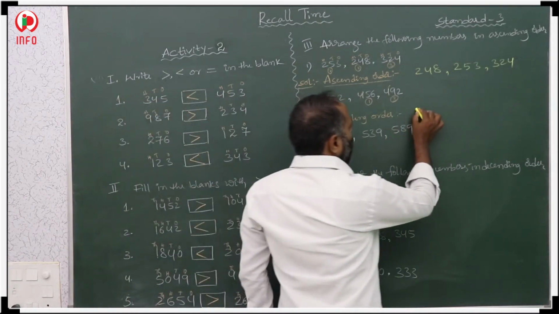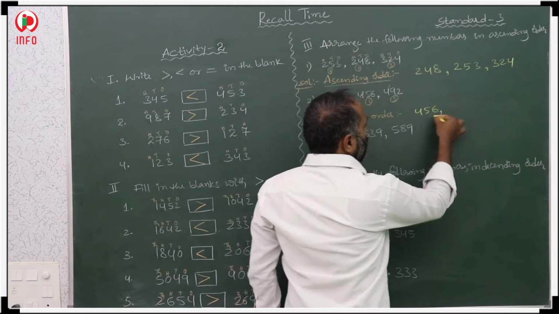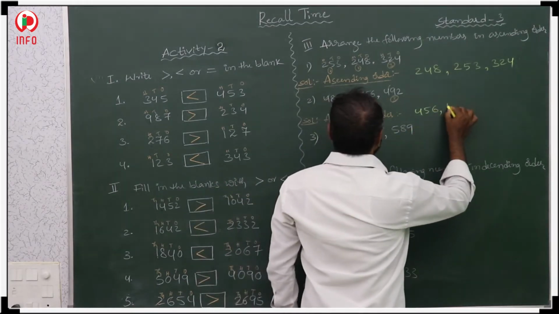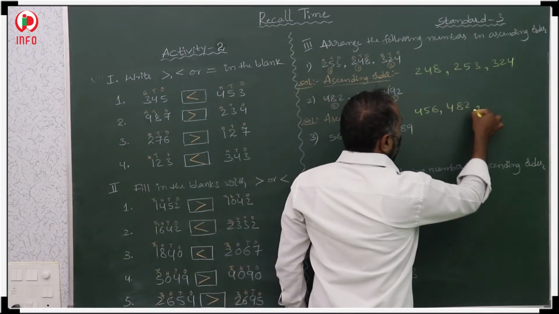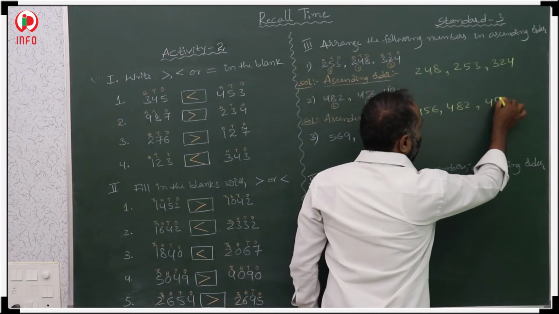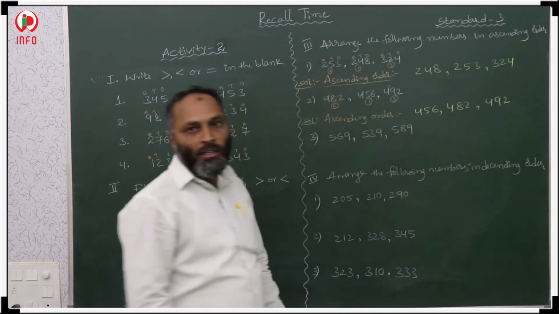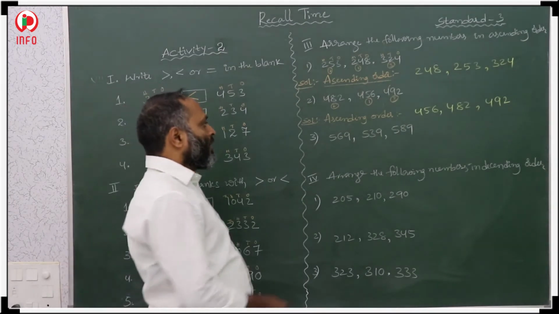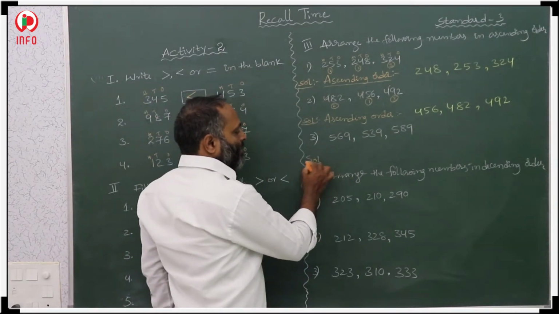Then the first one is 456, then a little bit bigger is 482, and the biggest among all the 3 is 492.